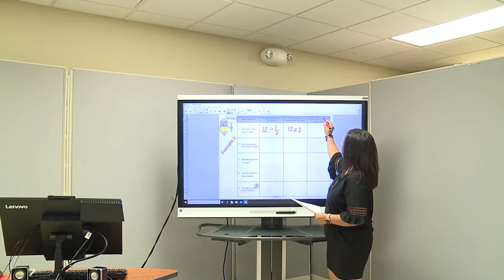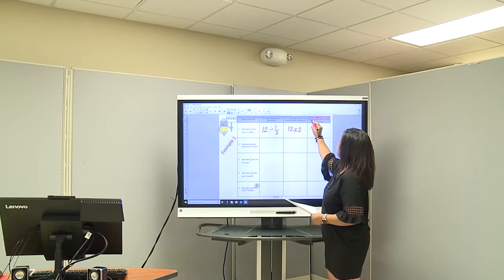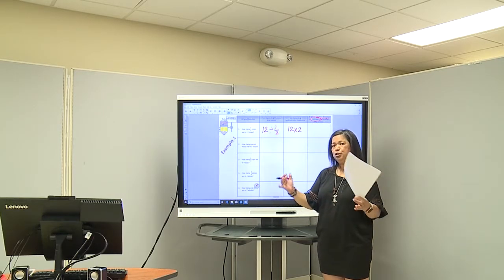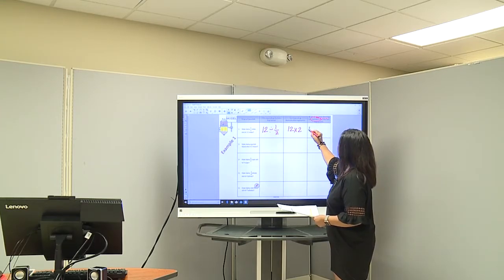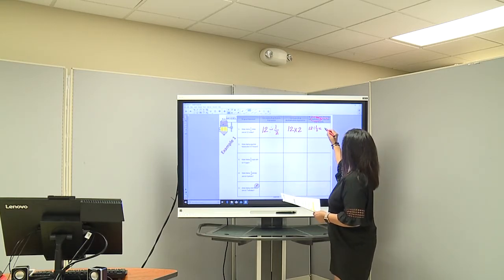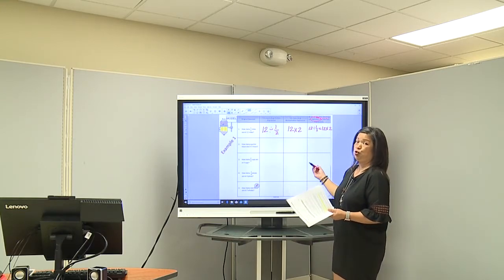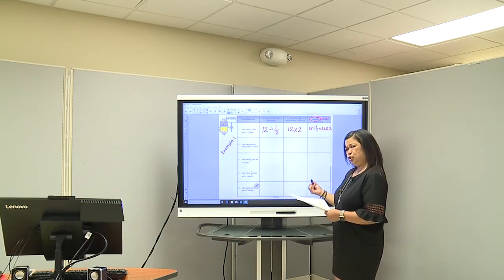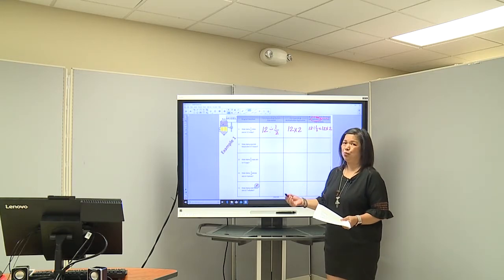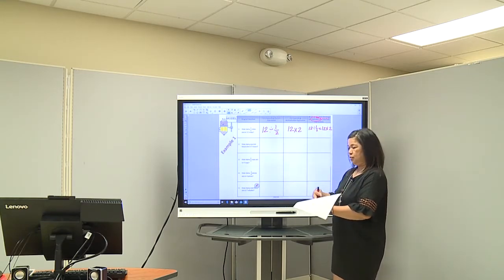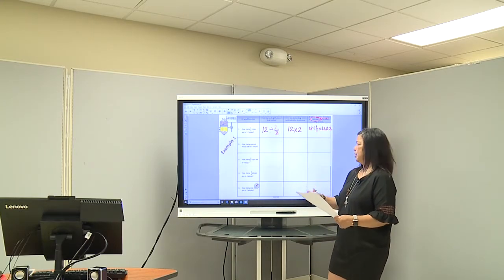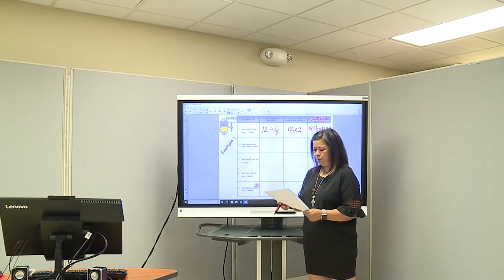Here it says, write the equation showing the equivalence of the two expressions. So we are going to put them together. So 12 divided by 1/2 is the same as or equal to 12 times 2, which is true because 12 divided by 1/2 is 24, yes? And what is 12 times 2? Also 24. So the expressions are equivalent, so you put them together as an equation.